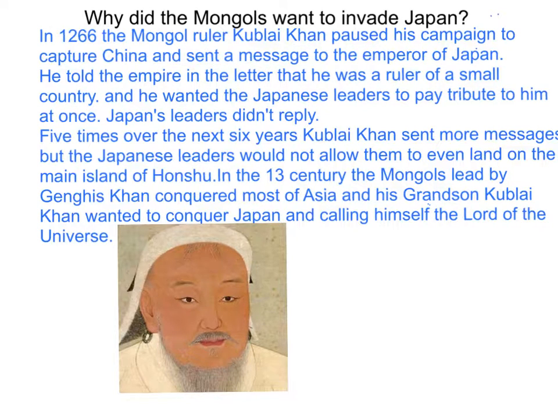Japanese leaders didn't reply. 5 times over the next 6 years, Kublai Khan sent more messages, but the Japanese leaders would not allow them to even land on the main island of Honshu. In the 13th century, the Mongols, led by Genghis Khan, conquered most of Asia, and his grandson, Kublai Khan, wanted to conquer Japan, calling himself the Lord of the Universe.